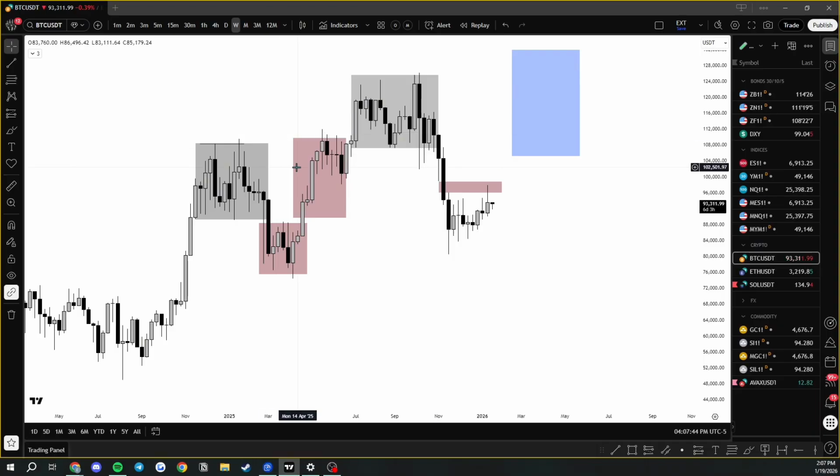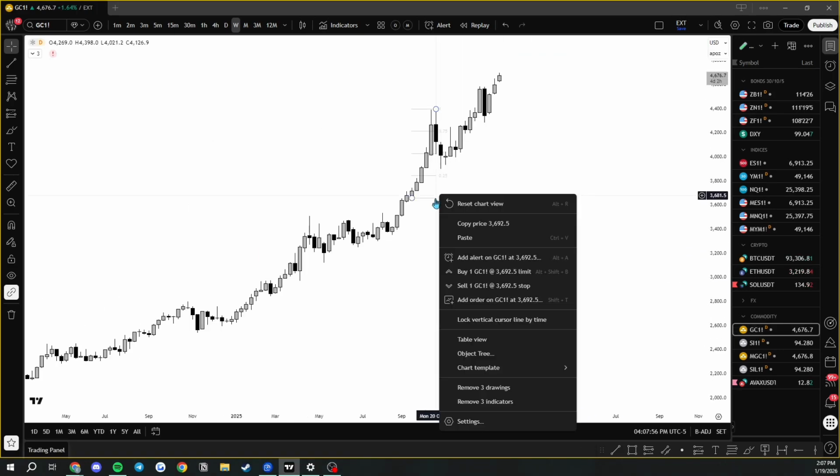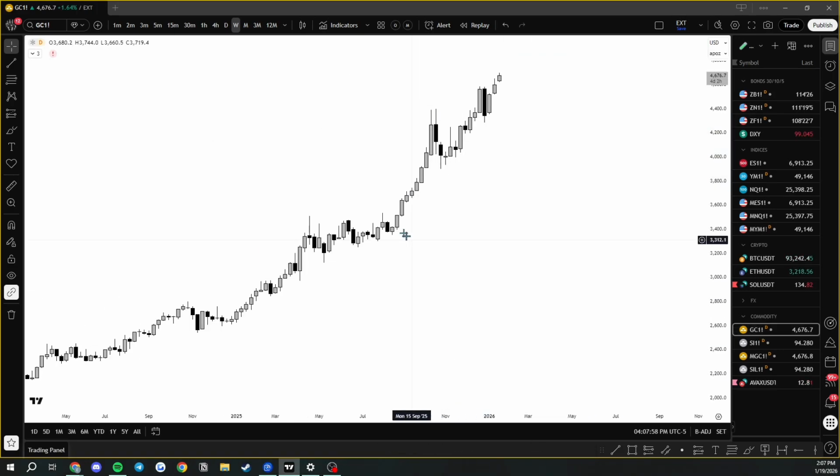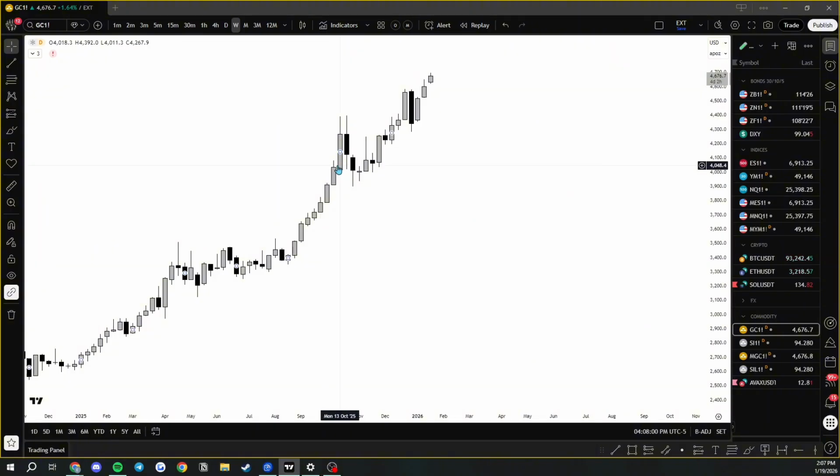Okay, so that's a little bit of catch up, but we'll actually go to a separate chart so we don't have to take off our drawings. Let's go to gold since we didn't do anything on gold. And let's just start with the lesson.